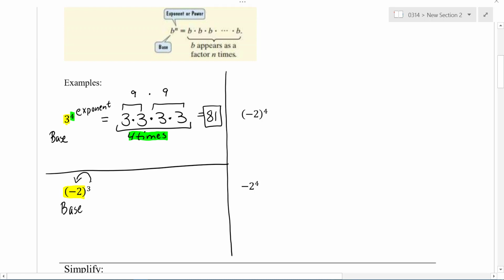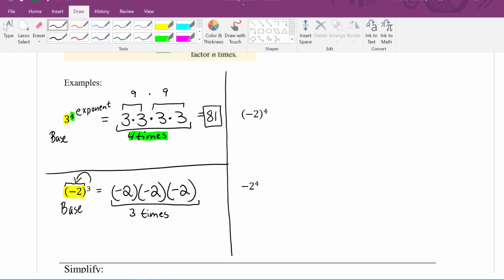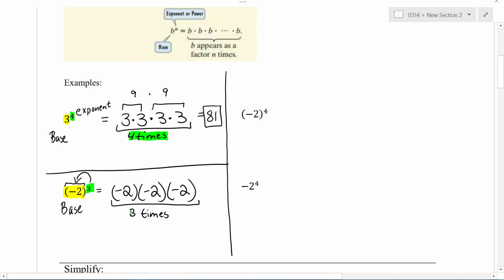If there are parentheses directly in front of that exponent, then the base will be everything that's inside of the parentheses. So in this case, the base is negative 2. The exponent is telling me to write that base 3 times, multiplied times itself. So that's what an exponent is telling me to do: how many times to multiply the number in front of it times itself. So negative 2 times negative 2 times negative 2.